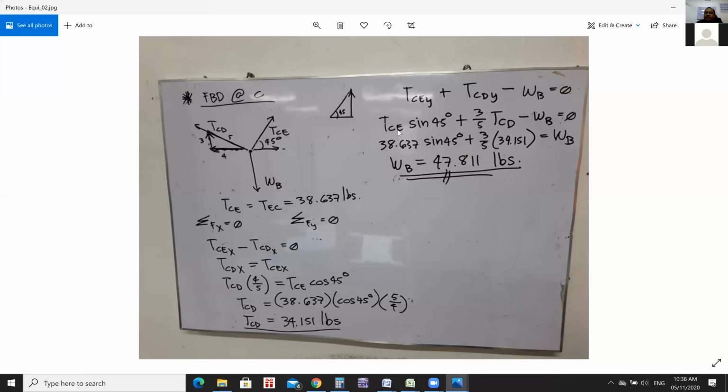Substituting, TCE kay botas value 38.637, sine 45 plus 3/5. Ang TCD kay botas value 34.151 pounds is equals to kani gibalhin diri na himong positive. Gigamitag kalkyo, weight of sack B should be equals to 47.811 pounds.